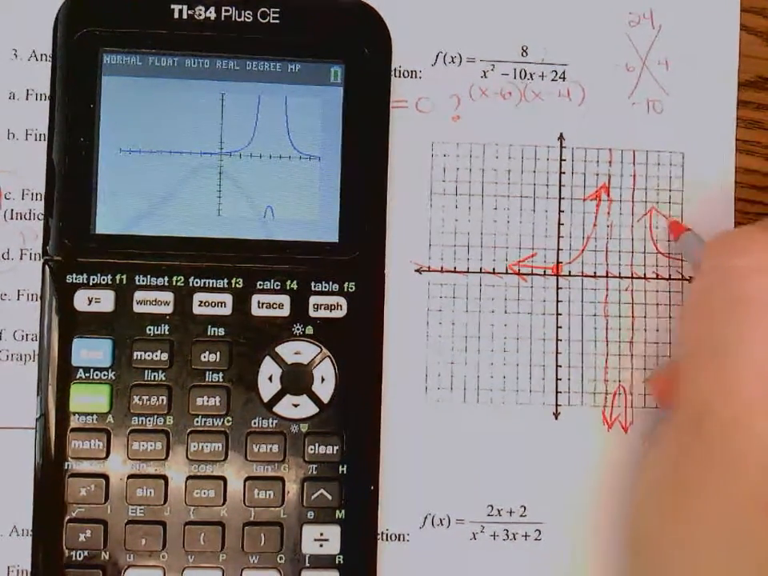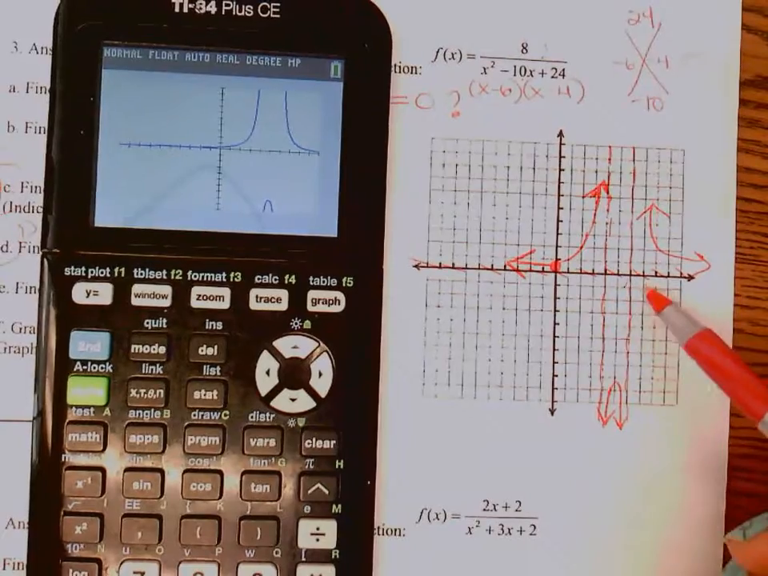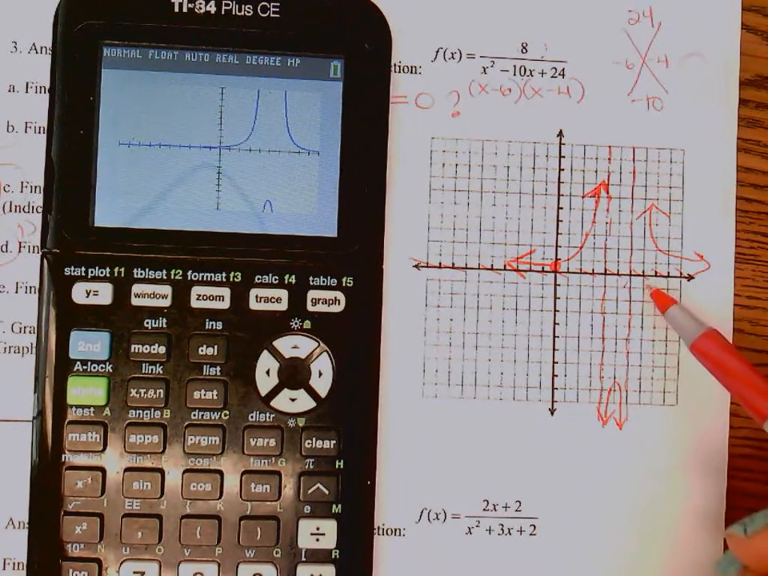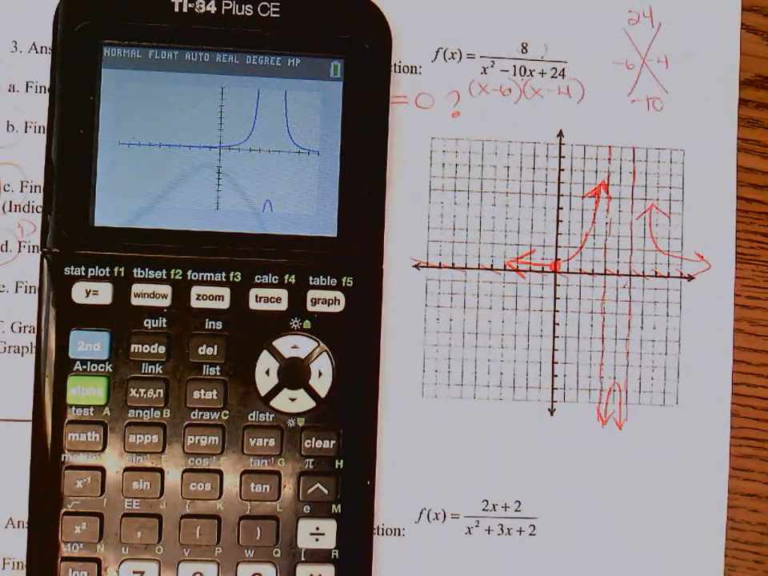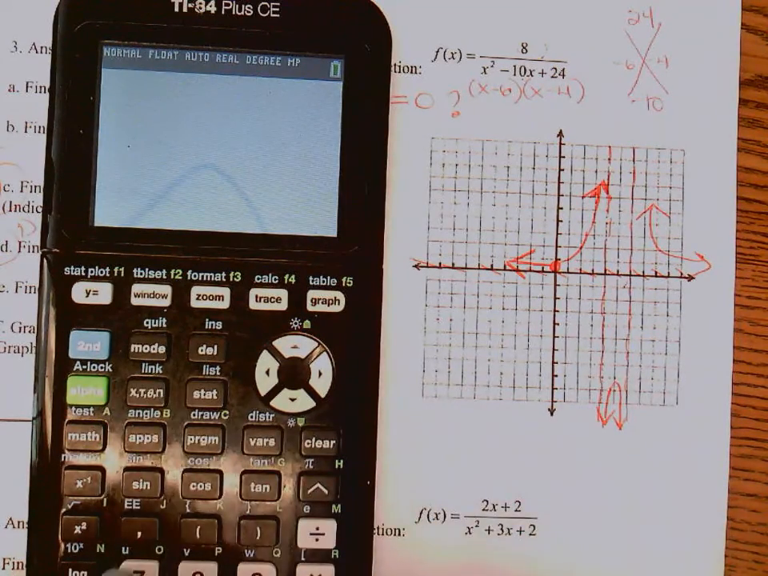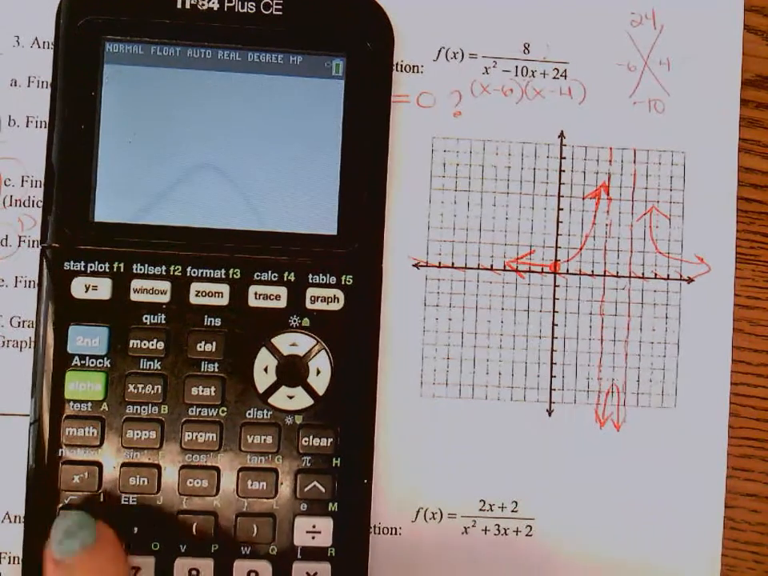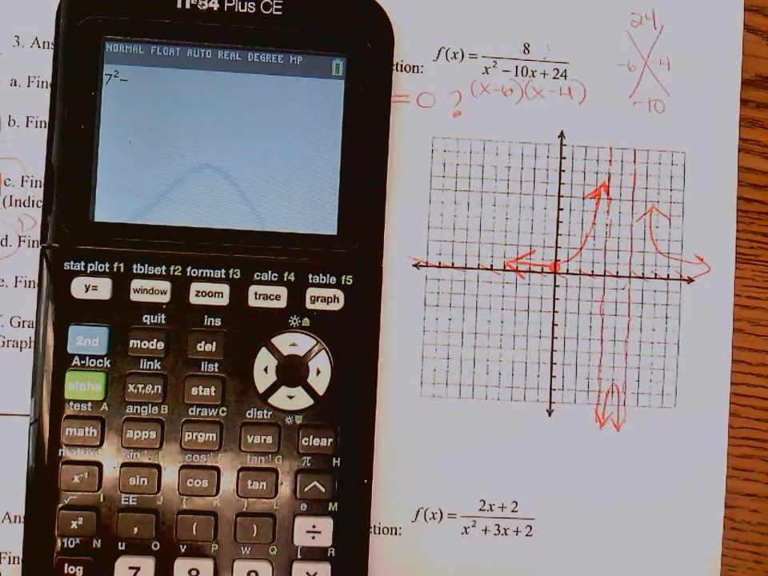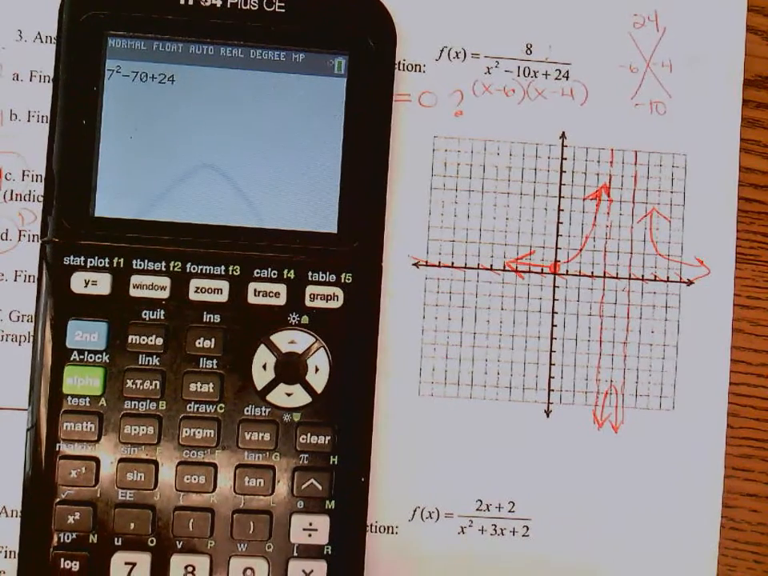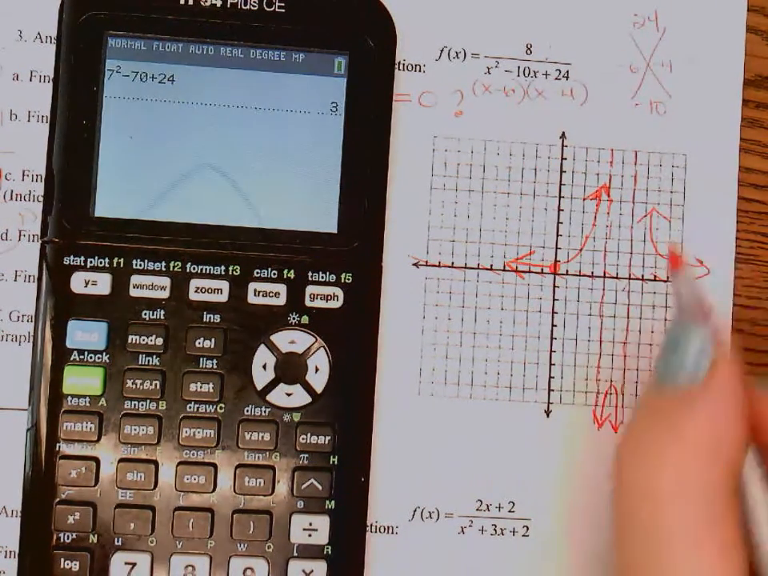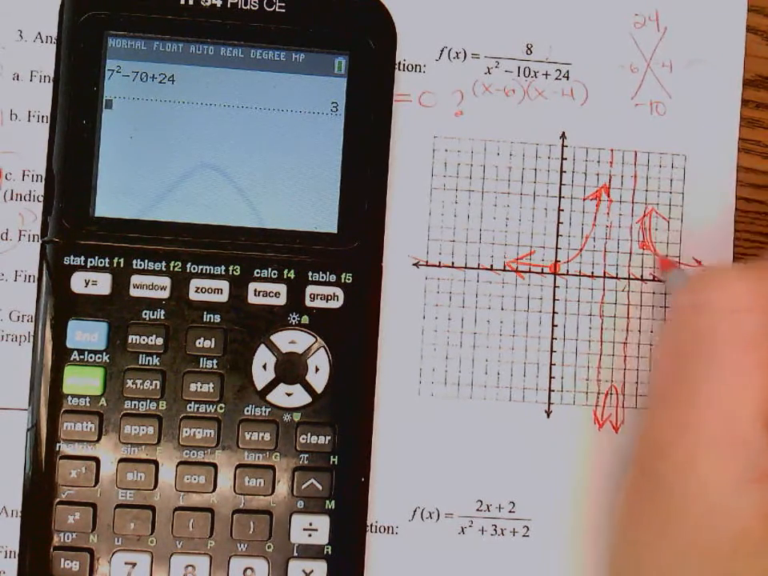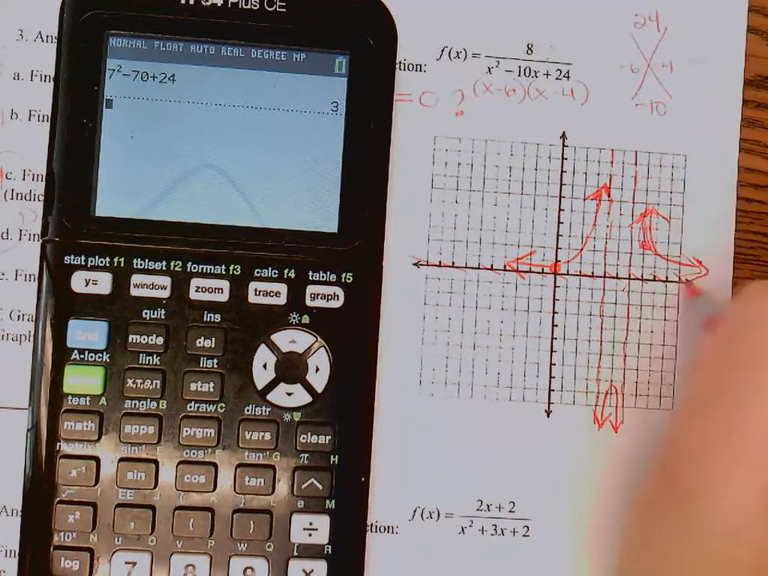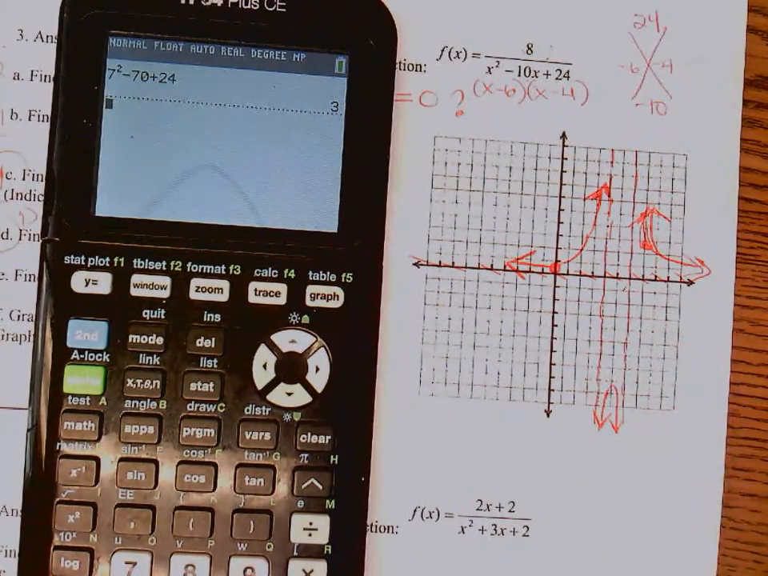And if I wanted to find an exact point, I could plug in a value like 7 for x, because 7 is to the right of that asymptote 6. So when I plug in 7, what do I get? I get 7 squared in the denominator, 7 squared minus 10 times 7, which is 70, plus 24. I get 8 divided by 3. So 8 divided by 3 is what? Right up here, 2 and 2/3, I think it is. So if you want to find exact values, you can.